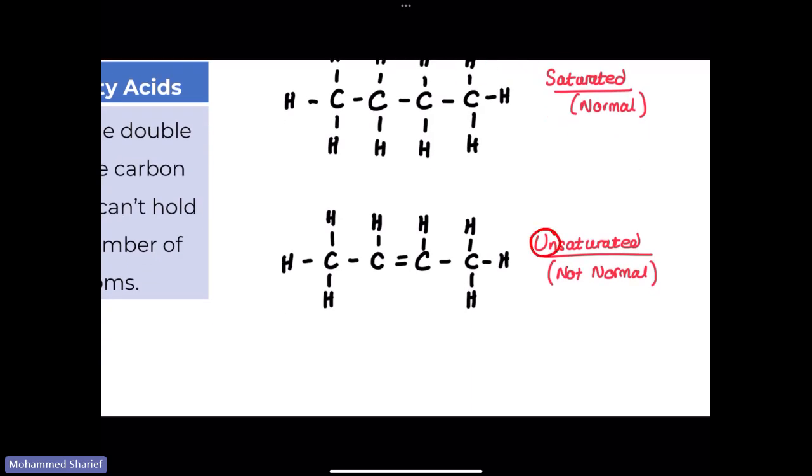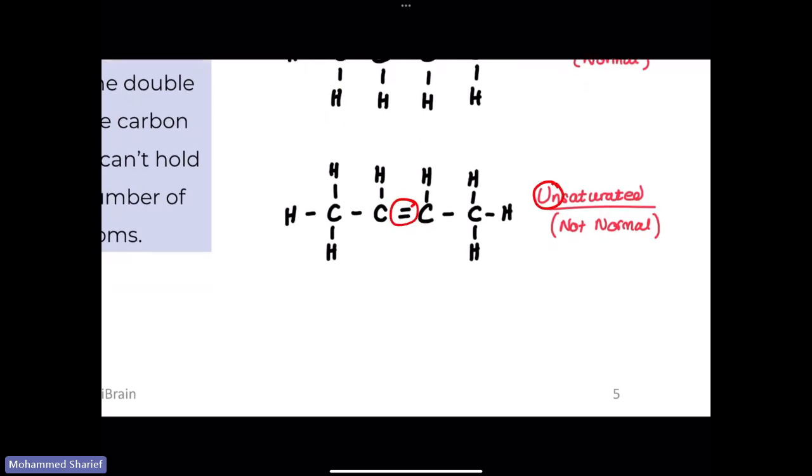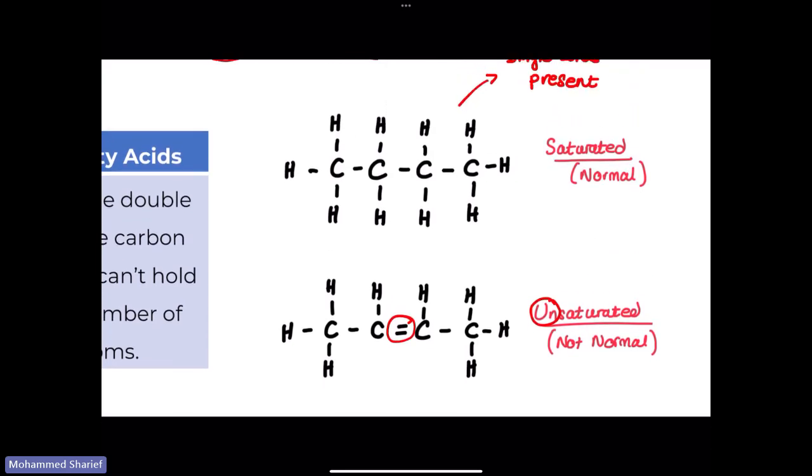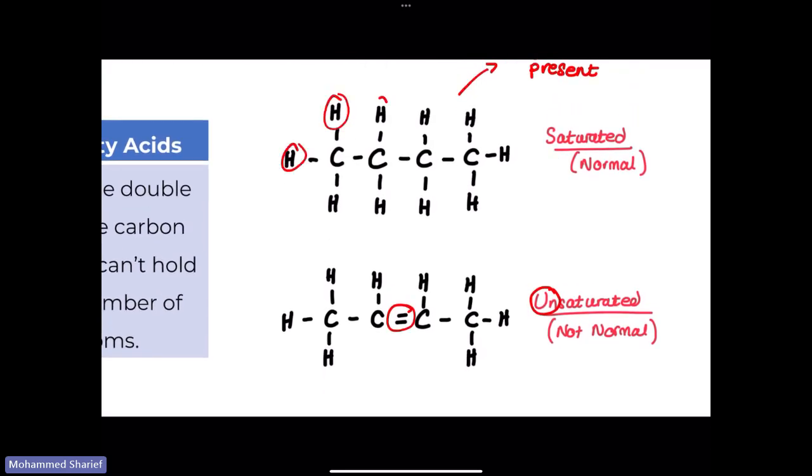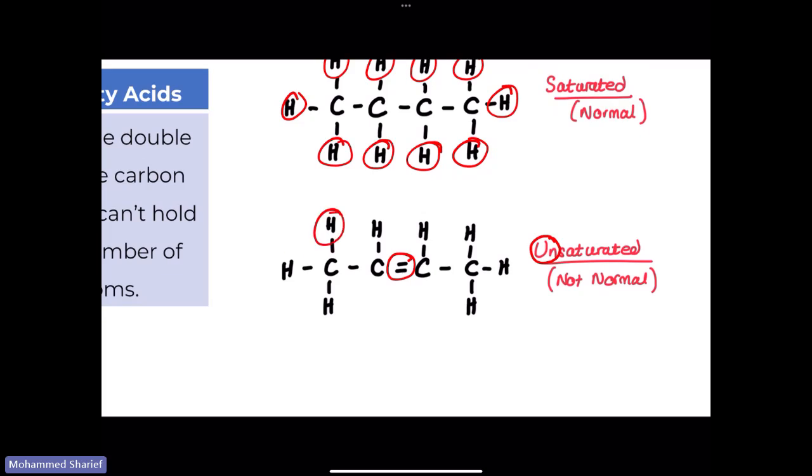Over here, there's an "un" before the name, and that means that it's not normal because there's a double bond present. There's not only just single bonds present, there's also a double bond present, and that makes it a bit weird. Over here, we can see that there are 1, 2, 3, 4, 5, 6, 7, 8, 9, 10 hydrogens there. And over here, 1, 2, 3, 4, 5, 6, 7, 8. We can see that there's only 8 hydrogens. So we had 10 hydrogens here, and we only have 8 over here. And that's what makes this unsaturated.